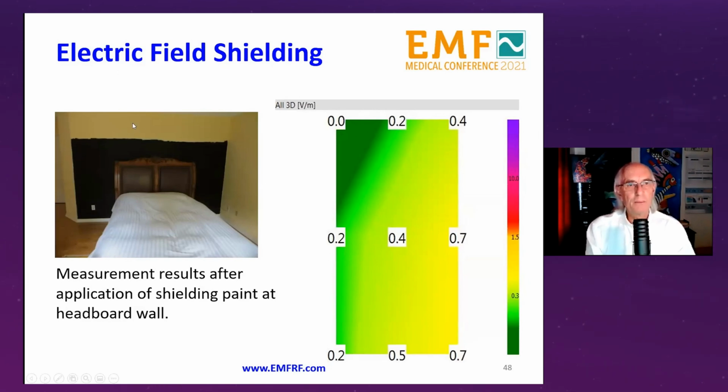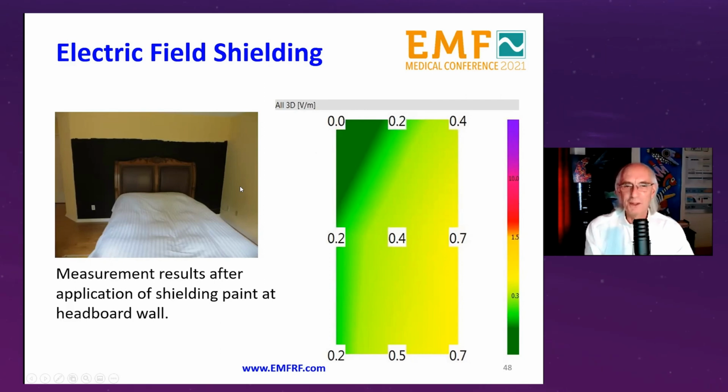Why didn't we paint the wall all the way to the top? Because the wiring is down here between this outlet and that outlet and that outlet over here, and there's no wiring up here. So that's why I stopped painting it here. Now, the measurement results, you can see the fields are low, below 1 volt per meter, but you can still see that there's some influence from this side wall.